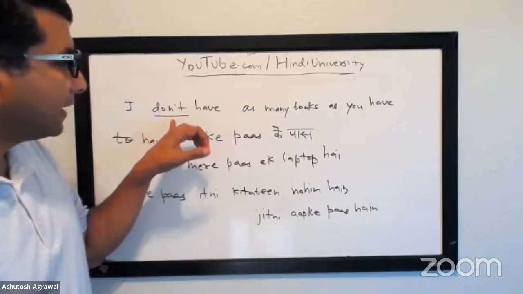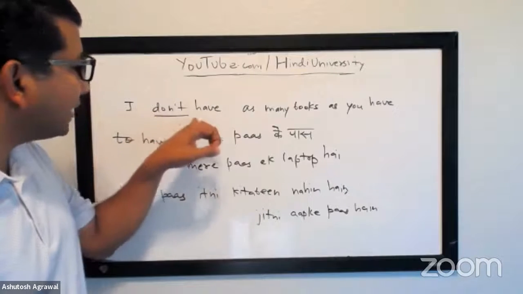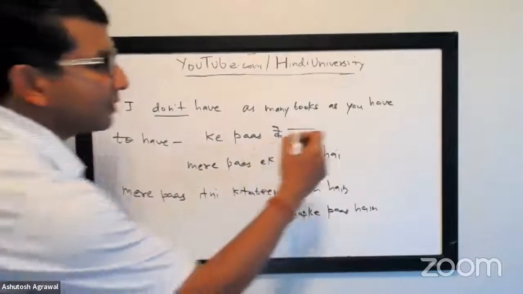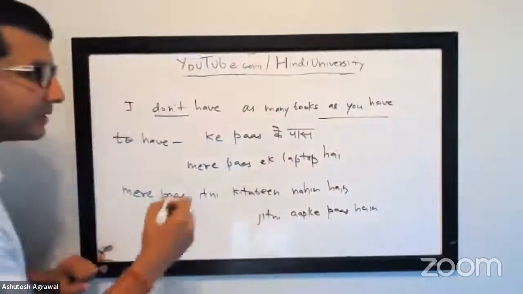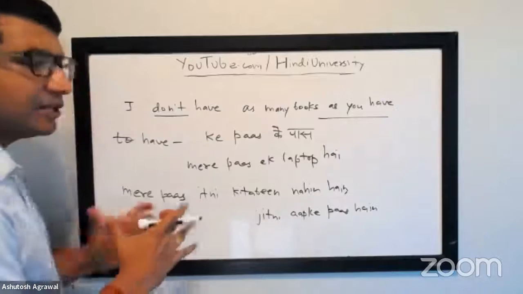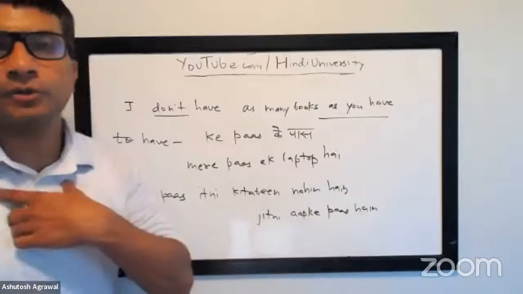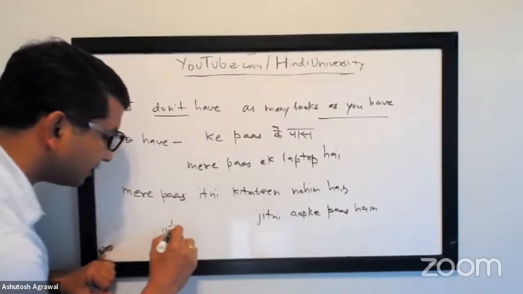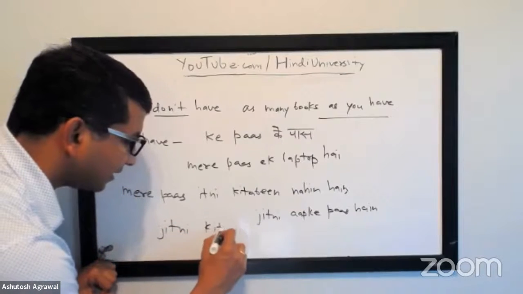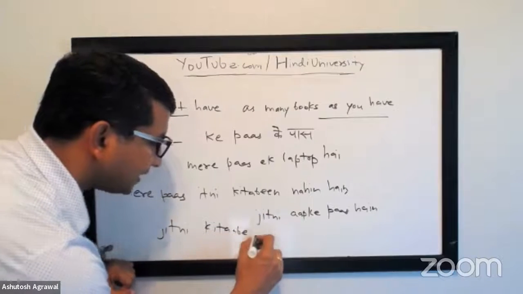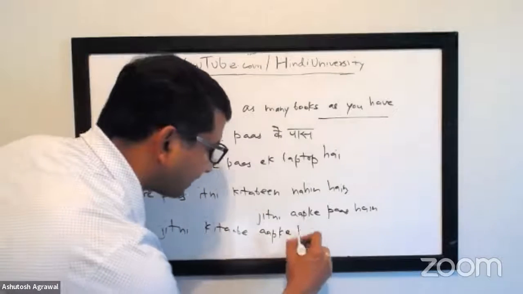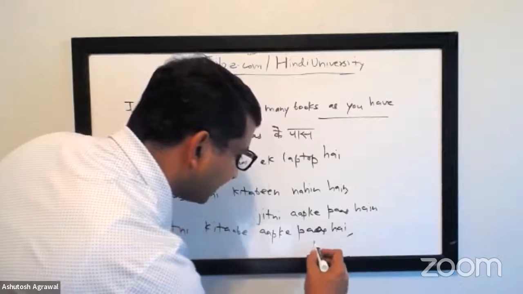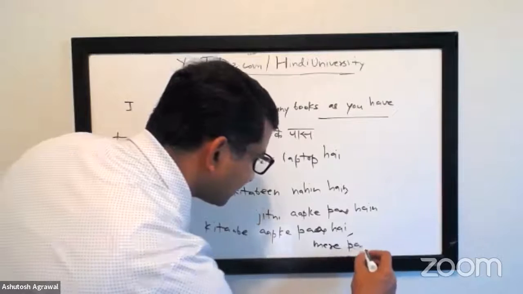Okay, if you're finding it hard, think about it this way. I do not have as many books as you have. So you can put this also in the beginning, as you have, which is like the number of books that you have, I do not have it. So you can also say जितनी किताबें आपके पास है, जितनी किताबें आपके पास है मेरे पास नहीं है.